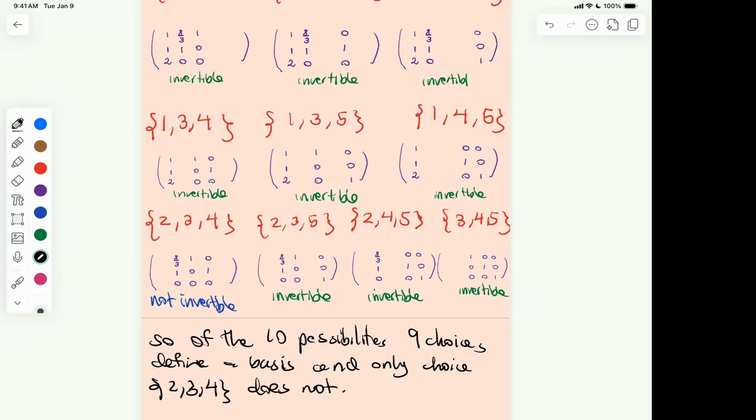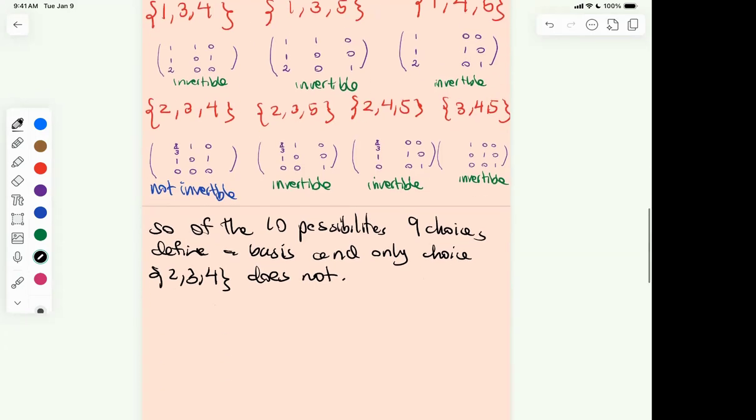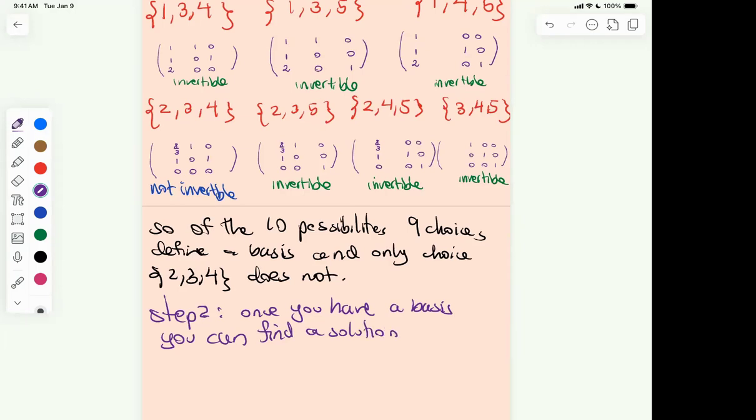Okay, so far so good. Questions up to this point? Okay, and here comes the crucial part. What's the point of doing this? Once you have a basis, I can produce a solution to the system of equations. That's step 2. Once you have a basis, you can find a solution to AX equals B.